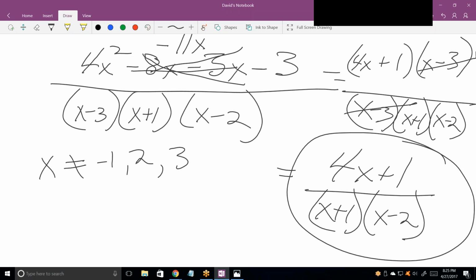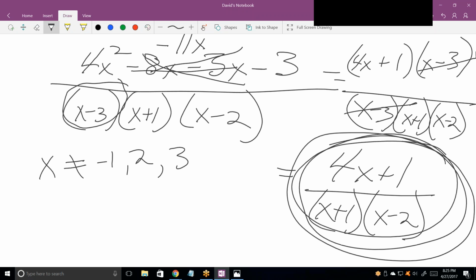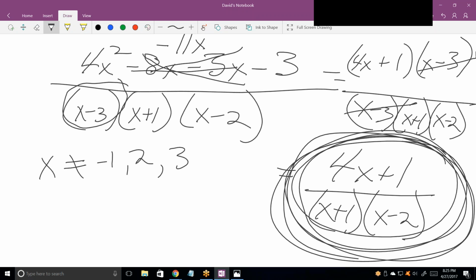In other words, just because that thing canceled does not eliminate the domain restriction. I still cannot ever have x be equal to 3. Even though if I were to look at this function alone, I would never come up with a domain restriction of x can't be equal to 3. But the fact that the original function had an x minus 3 in the denominator means x can never be equal to 3 no matter how many times you cancel out that factor.